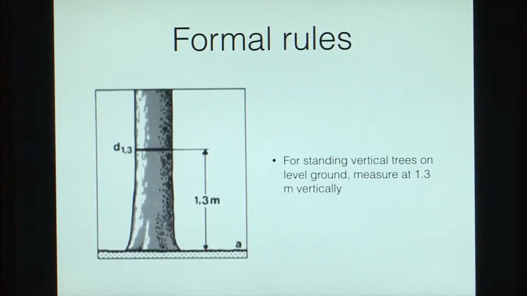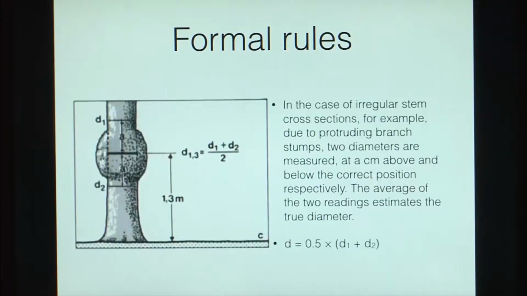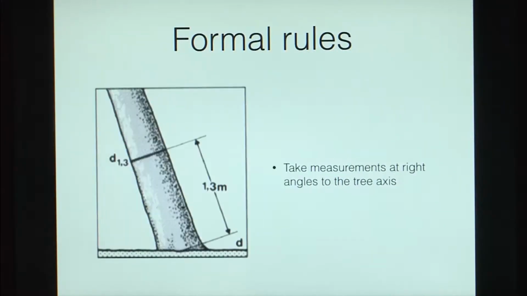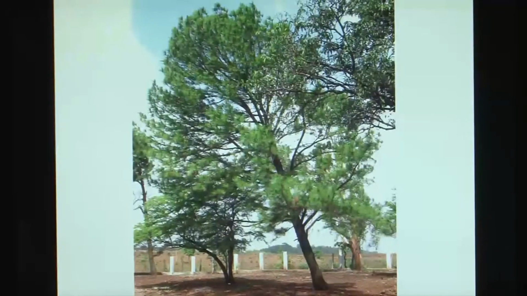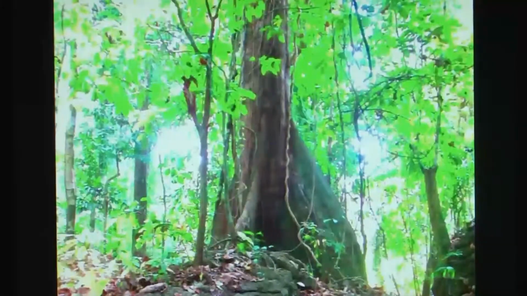We looked at these formal rules. So, the height is measured at the breast height. If your tree is on a sloping ground, then the upslope portion is from where you are going to measure this 1.37 meters. If you have a bulge, then you take a reading above the bulge and a reading below the bulge, and then take the average of both of those readings. If your tree is leaning, in that case you take measurements at right angles to the tree axis, as in the case of this tree. If your tree has a buttress, then you take a measurement above the swelling, as in the case of this tree.